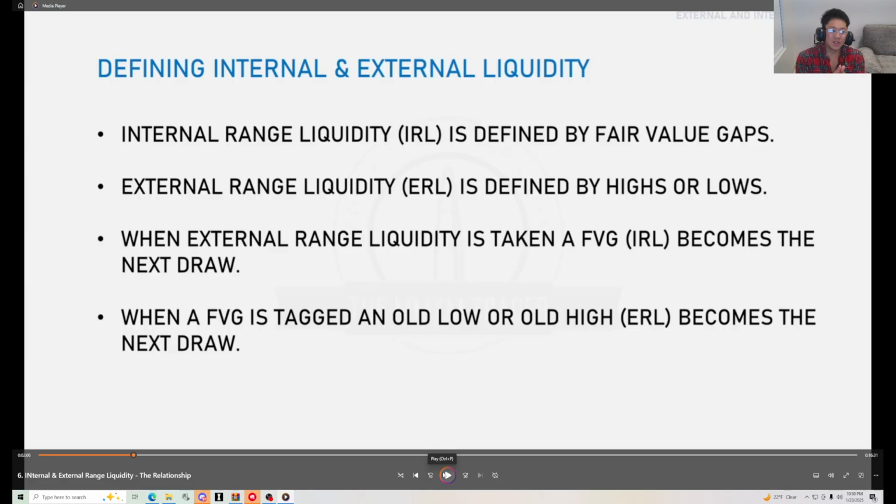So I'm just going to repeat what he says, probably in simpler terms. When the highs and lows of the day, which are defined by the external range liquidity, are taken, a fair value gap becomes the next draw. And then when the fair value gap is tagged, the old lows or highs become the next draw. So that's just the difference between internal and external.